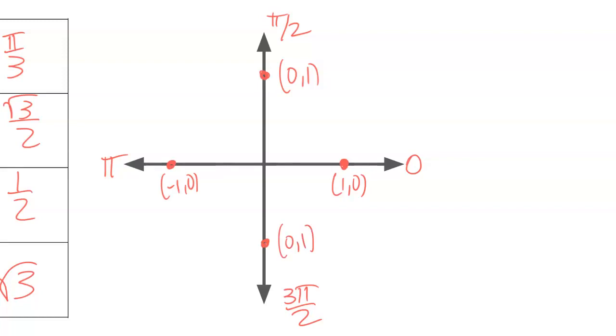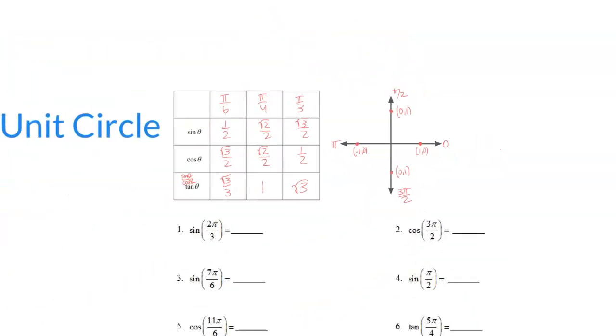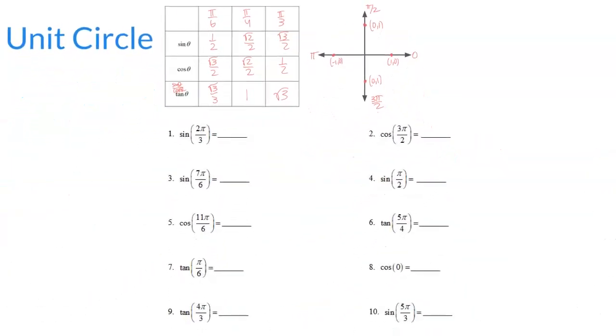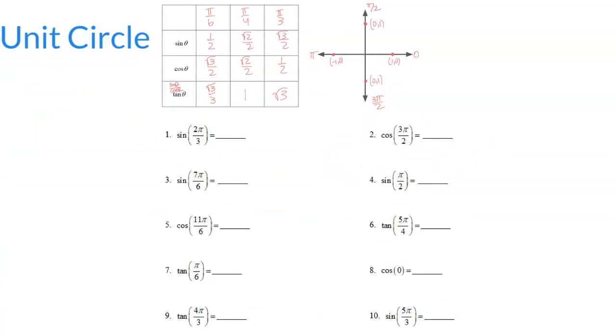Now, how does that help us answer questions? Well, let's take a look at some examples to see if we can figure this out. Let's start with number 1 that says sine of 2 pi over 3. What we're going to need to know is the reference angle for that. And all you have to do when it's in radians is look at the denominator. So because the denominator here is 3, I know that I'm going to be working with this column right here for this problem. Since it says sine, I know that the value is going to be square root of 3 over 2.